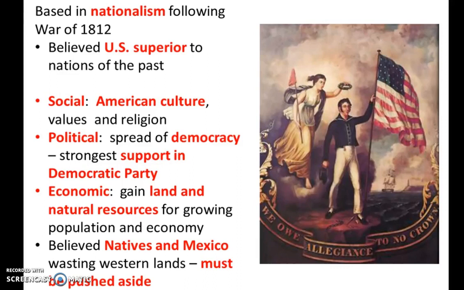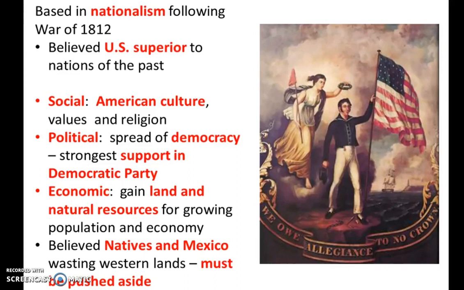There were also political goals, and this is the spread of democracy. And remember, we talked about how democracy was expanded through expanded suffrage in the early 1800s. The common man, regular folks, were now allowed to vote. So they wanted to see that democracy spread to the West. And it had its strongest support in the Democratic Party, which again was supported by Southerners and Westerners who wanted to see their lands expand to the West.